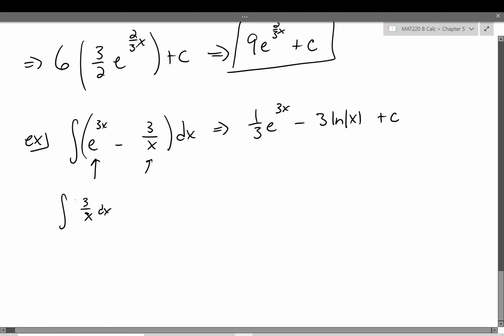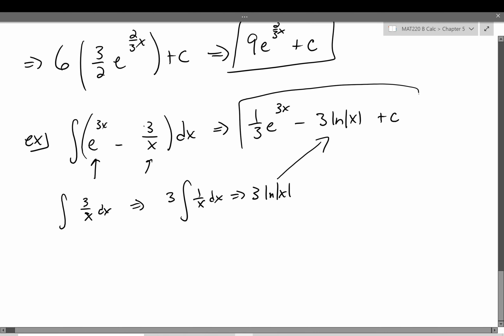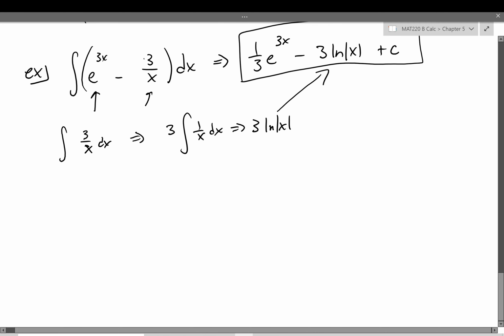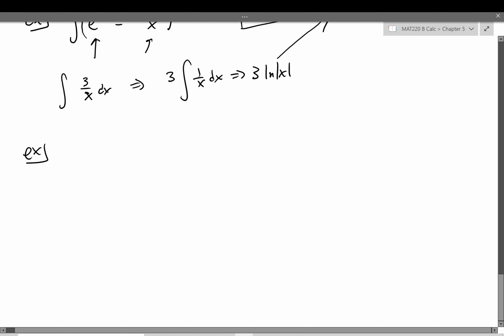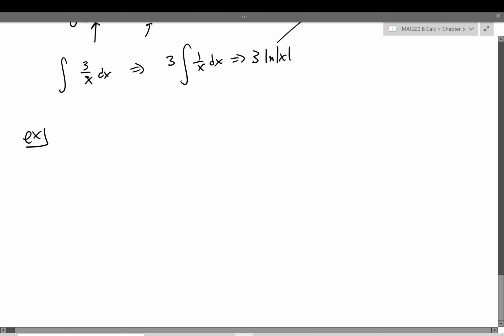If I'm strictly looking at the integral of 3 over x, what I did is I pulled the 3 out front and made it 1 over x dx. So that's going to give me 3 ln of x, or 3 times the natural log of the absolute value of x. So that's how I got that, okay? Once you do these enough times, it gets really, really simple. All you have to do is just recognize. That's the hardest part. And how do we become better at recognizing things? We got to just practice.